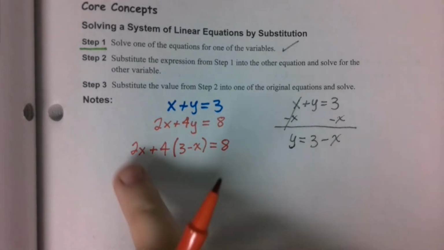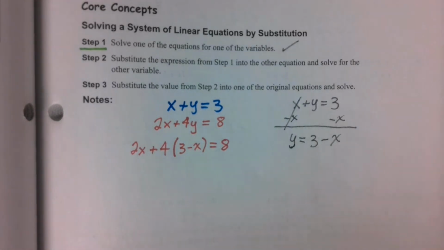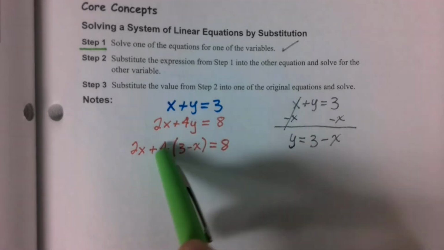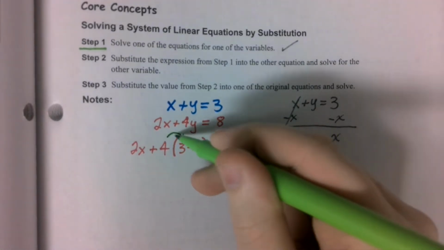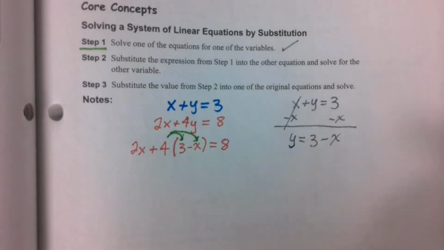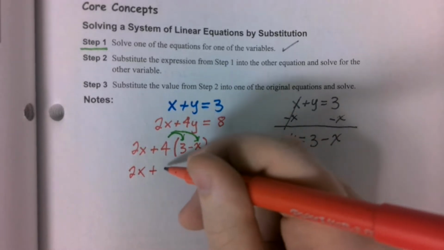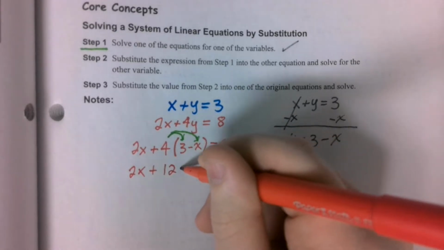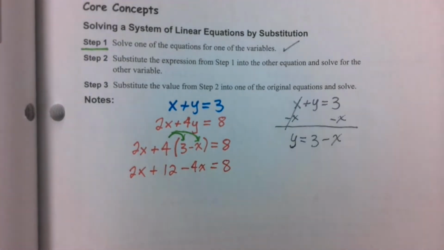At this point, notice how there's only one variable in the problem. That means it is solvable. So, let's simplify and solve. First thing we have to do is we need to distribute this 4 across all the terms here. So 4 times 3 and 4 times negative x. That'll end up giving us 2x plus 4 times 3 is 12. 4 times negative x is negative 4x. And that'll still equal 8.